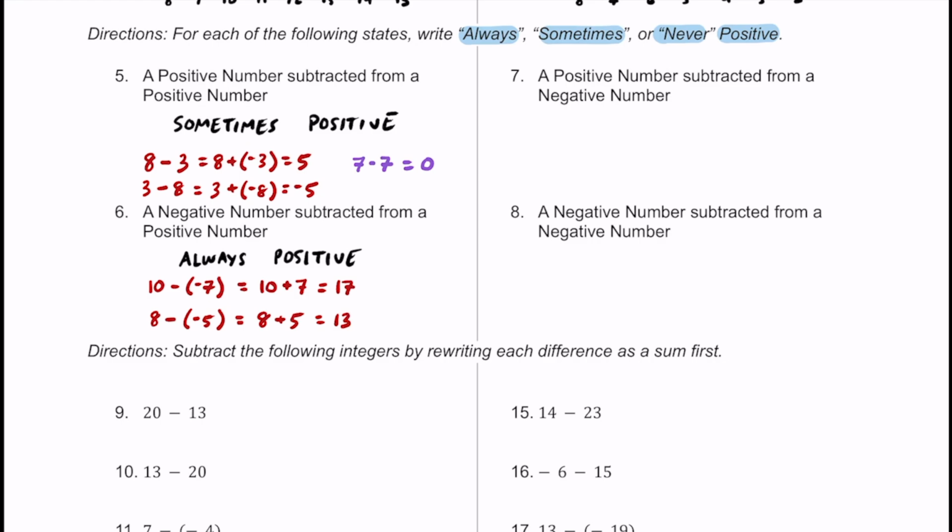For number 7, we have a positive number subtracted from a negative number. And this one is going to be never positive. Let's go ahead and write that down, never positive. Let me show you why. It might be a little bit tricky to think through in your head, but I think when I show an example, it'll make more sense.